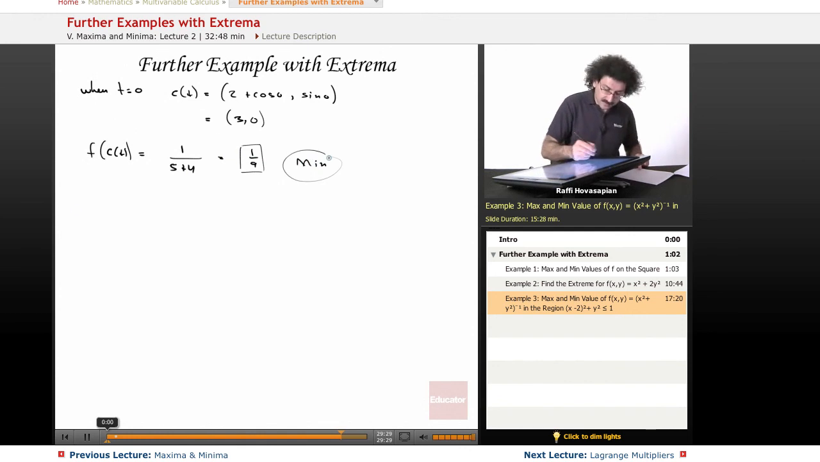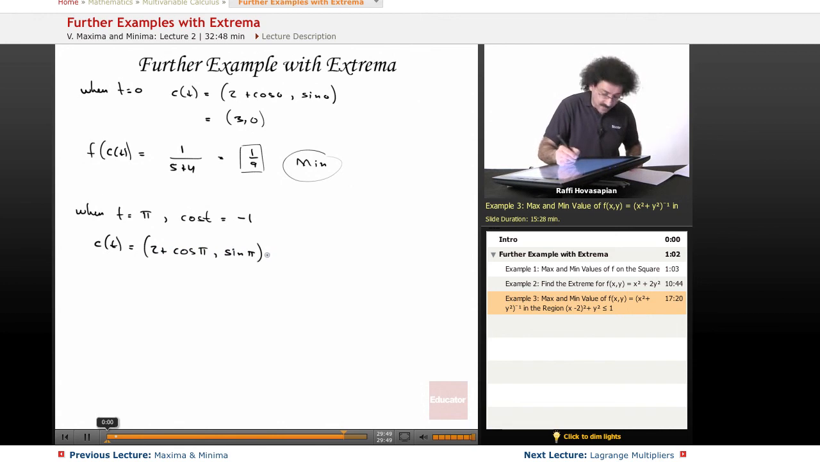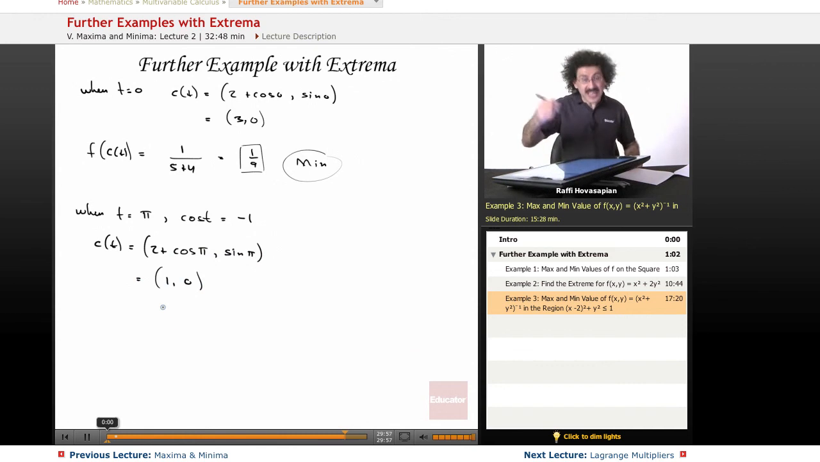Now, when t is equal to pi, the cosine of t is equal to -1. C of t is equal to 2 plus the cosine of pi times the sine of pi, which is equal to 1, 0. Now when I put 1, 0 into that function, f of c of t is equal to 1 over 1.